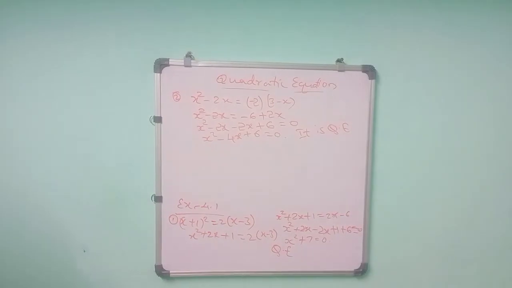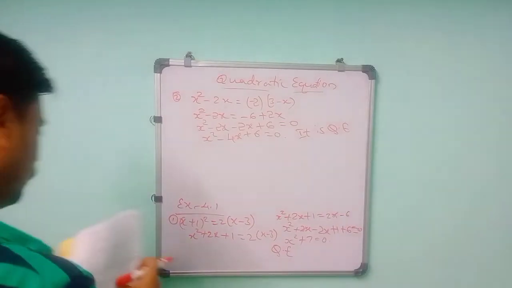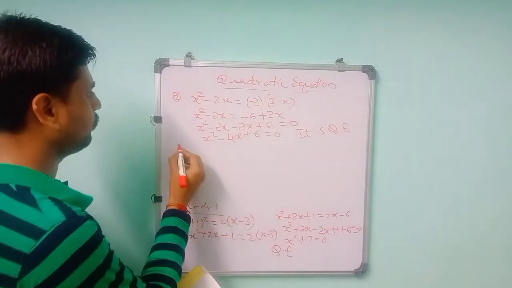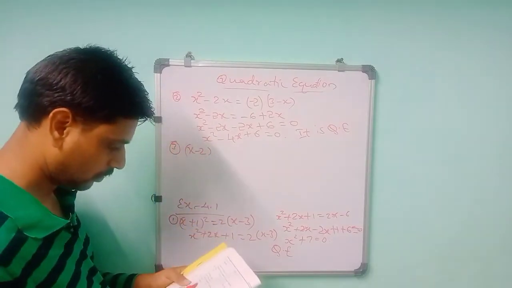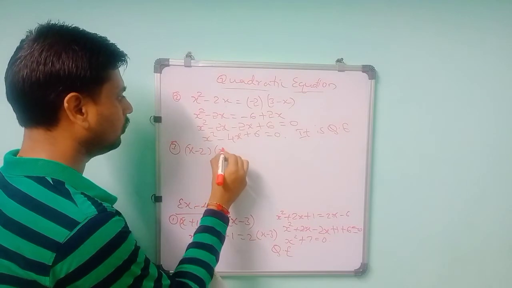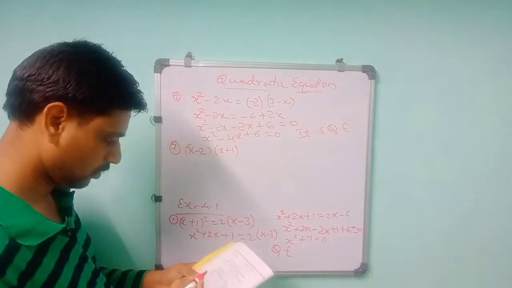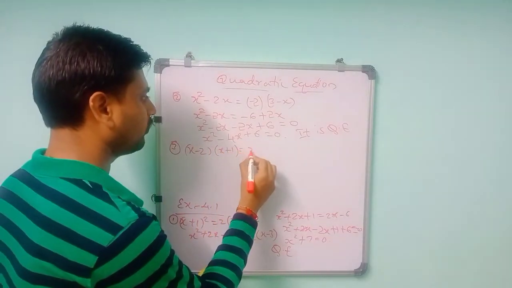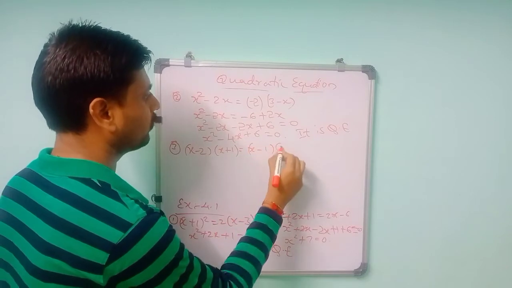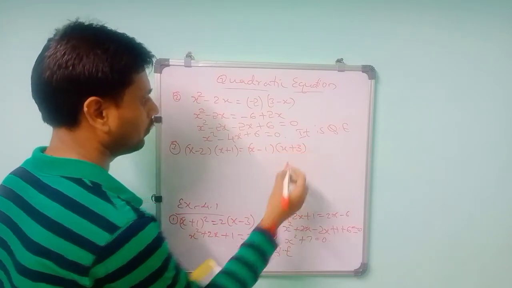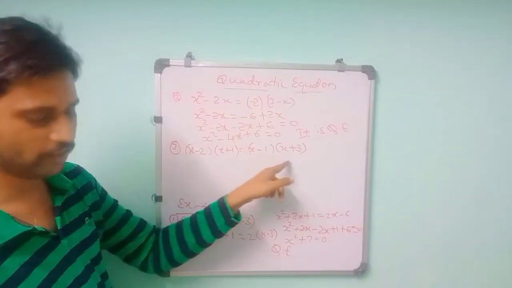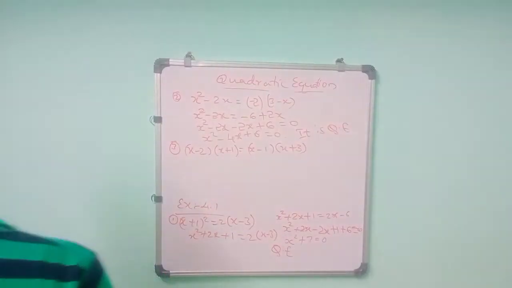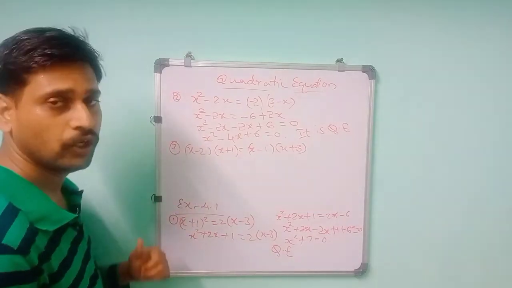Then the next one they have given is x minus 2 into x plus 1 is equal to x minus 1 into x plus 3. First, to check whether it is a quadratic form, you have to do the simplification.